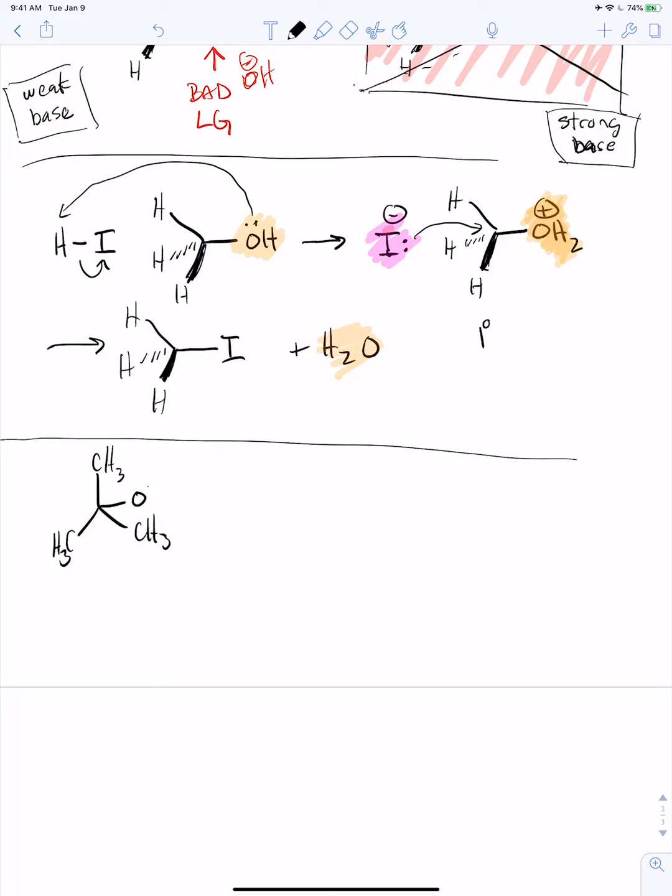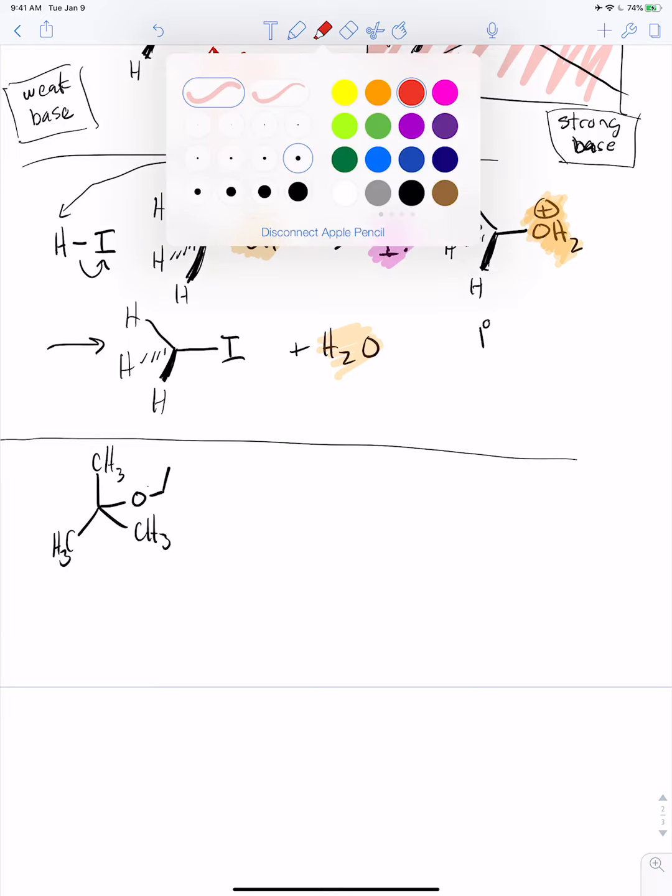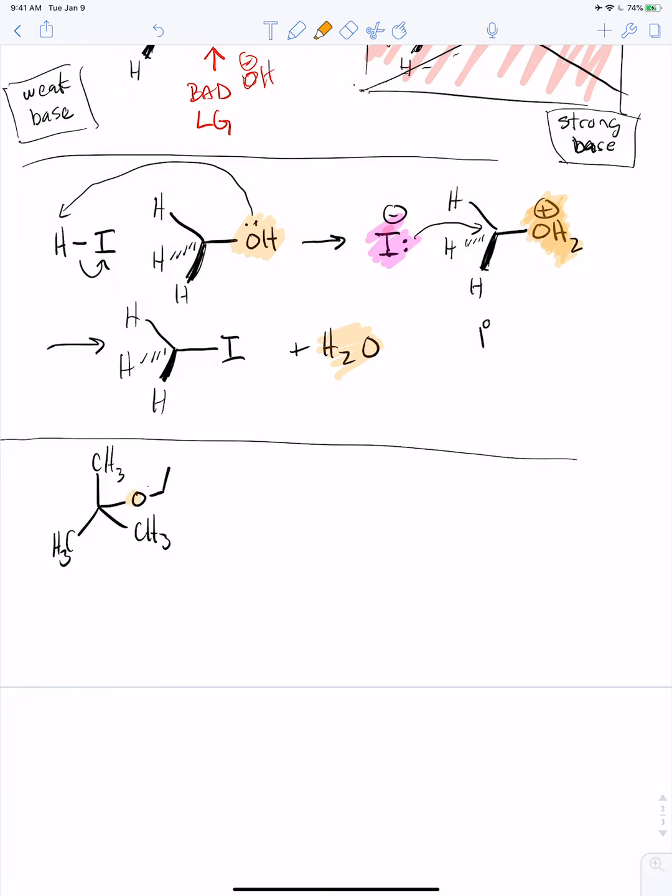So now I'm going to make this ethanol. How do I want to draw that? Trying to make it not confusing looking. I don't know if that helps or hurts, but okay. So we've got ethoxide as our leaving group here.